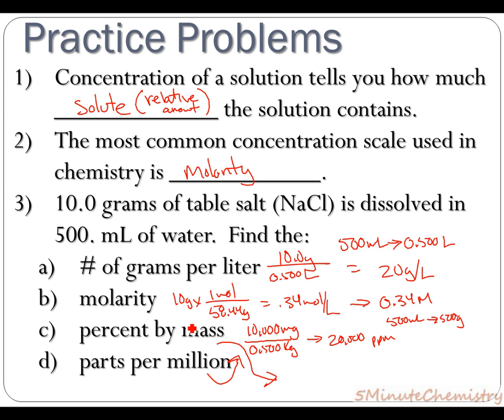Okay, percent by mass. Now, for percent by mass, we'll be taking the mass of the solute divided by the mass of my solution. So the solute mass is 10 grams. The solution mass is those 10 grams plus the 500 grams of water. So 10 divided by 510, and that is going to be multiplied by 100 because it's a percentage. And when we do the math on that, we get a 1.96% solution.